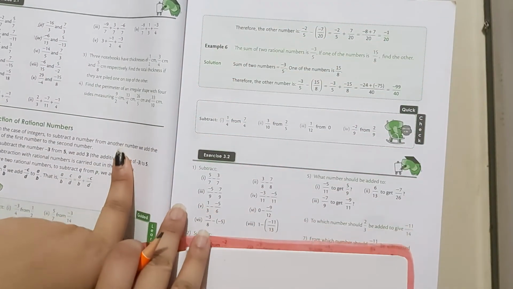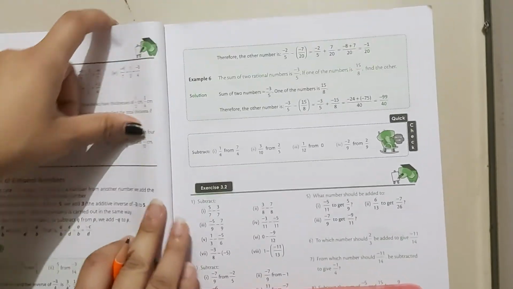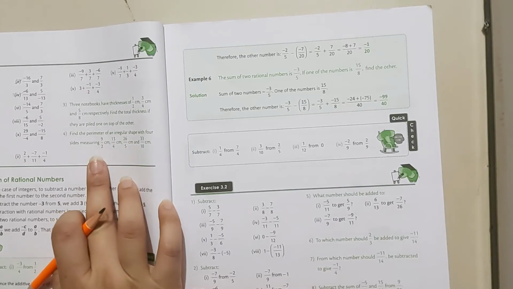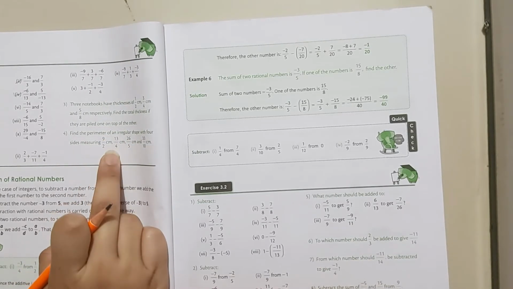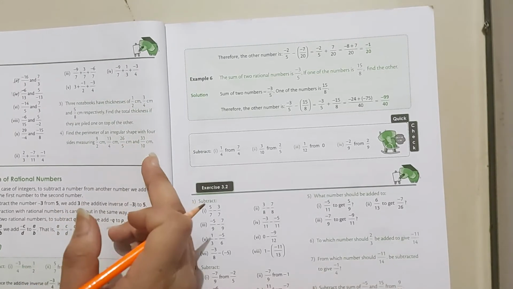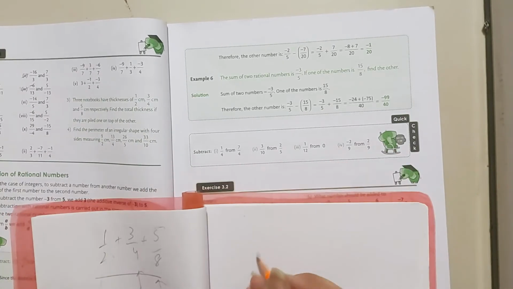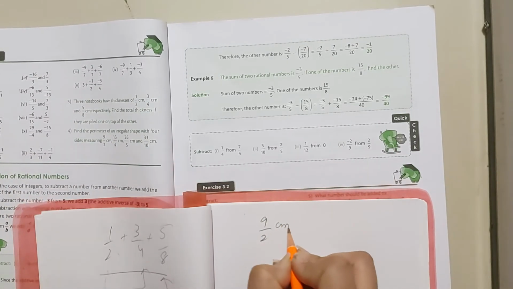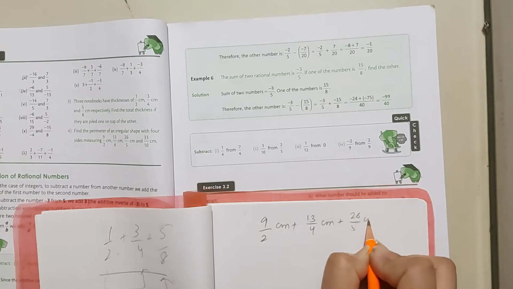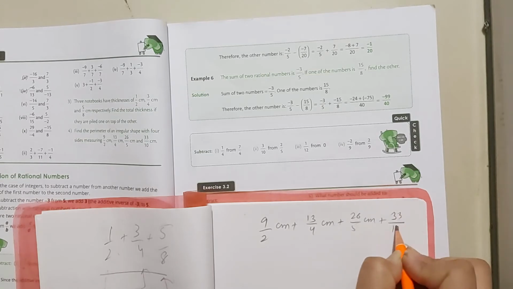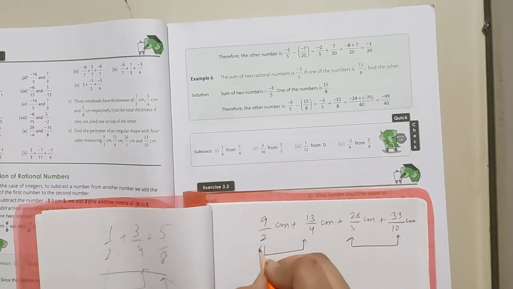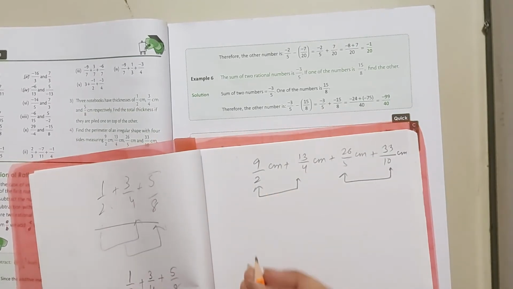So moving to our next question. What is the next question? Find the perimeter of an irregular shape with four sides measuring 9 by 2 centimeter, 13 by 4 centimeter, 26 by 5 centimeter, 33 by 10 centimeter. So simply what we have to do, we just have to add them. 9 over 2 plus 13 over 4 centimeter plus 26 over 5 centimeter plus 33 over 10 centimeters. So now add the first two terms, add the last two terms, then sum them up.